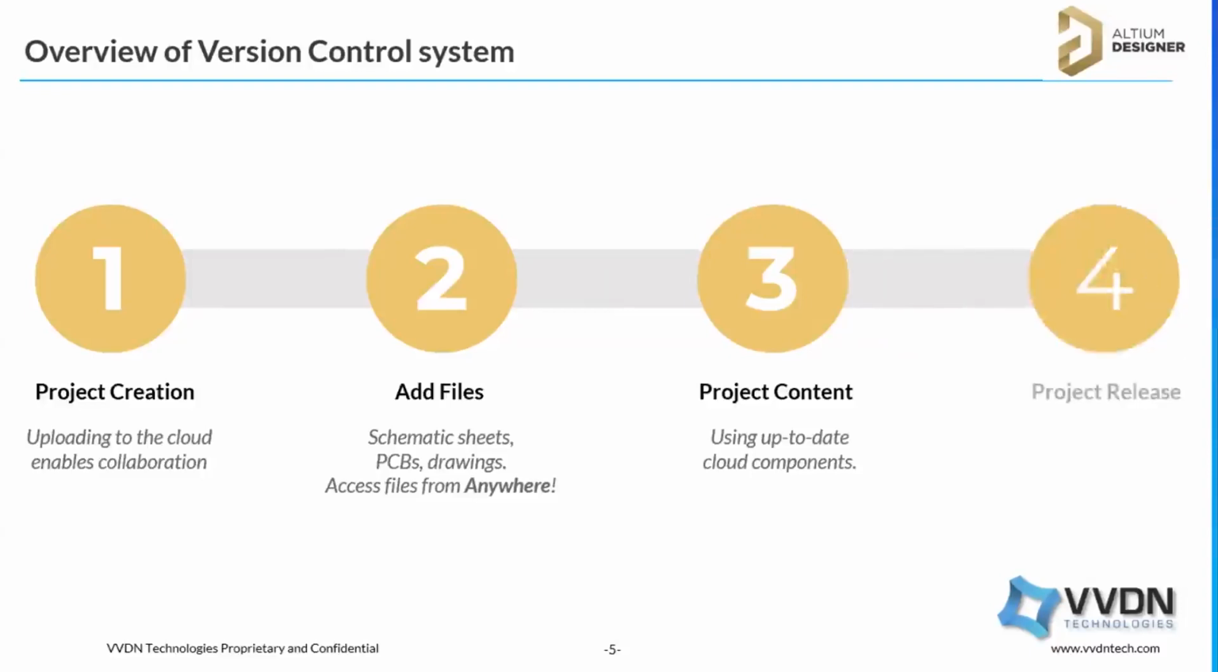Okay, and finally we can release the projects. So we are creating a project, adding the documents, everyone is using the latest files, and then we are releasing the project with a history of changes and comments. By going through that, we can see what has been implemented previously.